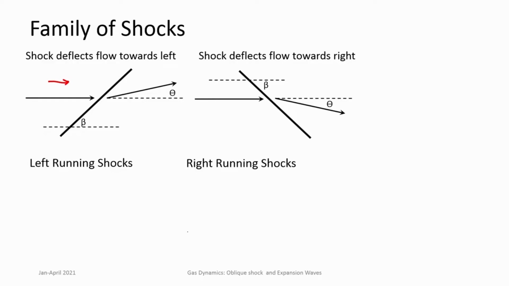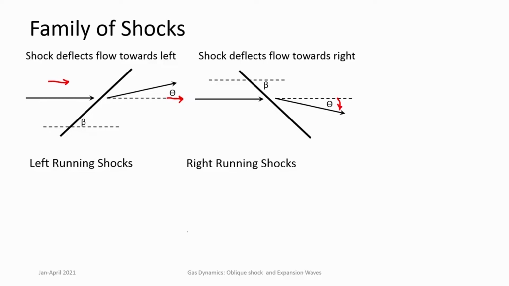Accordingly shocks get classified; they are known as families of shocks. If it deflects the flow towards the left of the main flow, then the shock is known as a left running shock, and you can see that the shape of the shock itself is different on both sides. They have the same angle beta, but the way they produce deflection is different. So this is a right running shock, it deflects the flow towards the right.